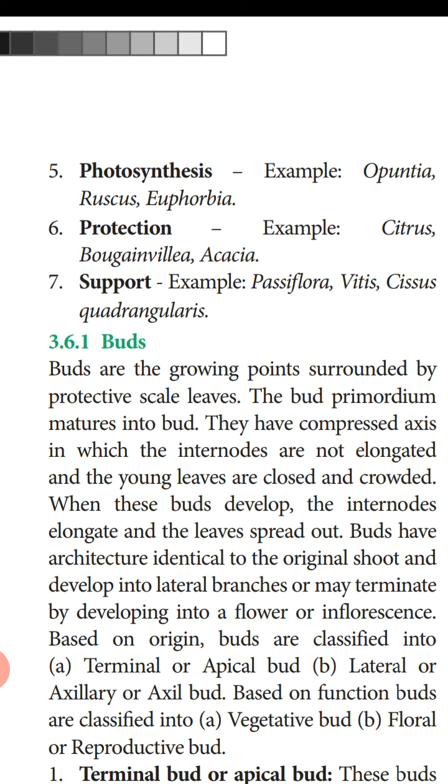When these buds develop, the internodes elongate and the leaves spread out. So when these buds mature, they elongate. What will happen? The internode length will increase. As a result, the gap between the leaves also increases, and the leaves all spread out.